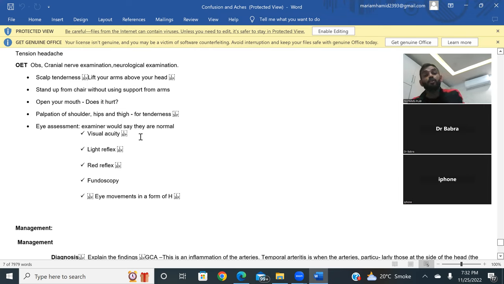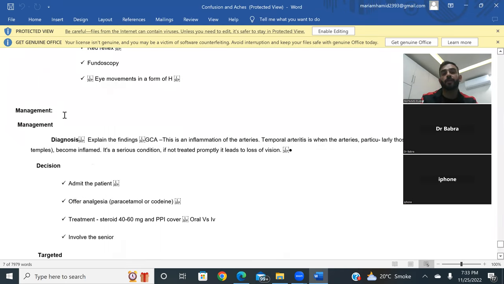Now come towards the eye. I need to examine your eye. For that, I need to check for the eye reflex, visual acuity, eye movement, and fundoscopy. You will say that and the patient will give you some time, my examiner will give you. You should say that a complete eye examination is required. Okay? The management. Here the management part is quite tricky.